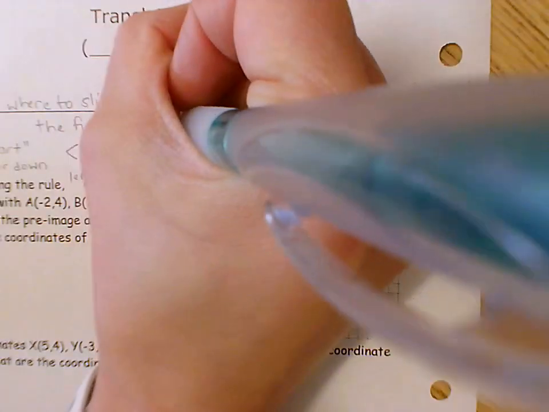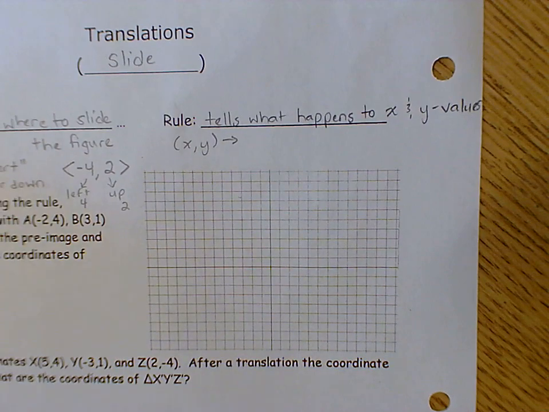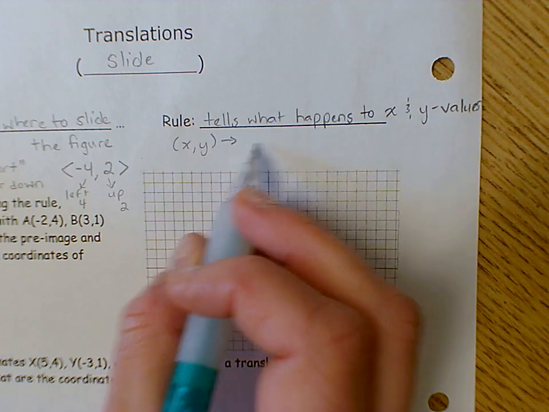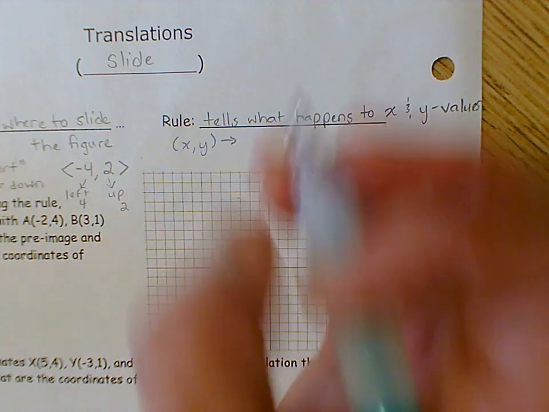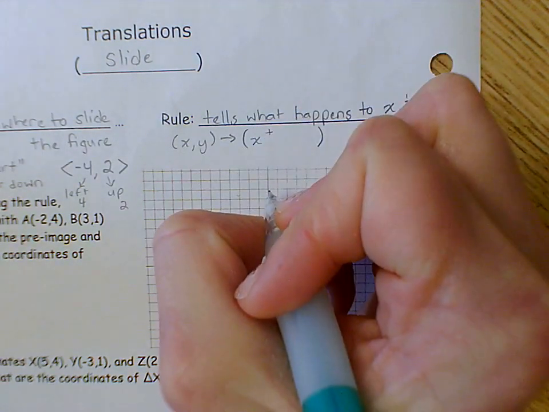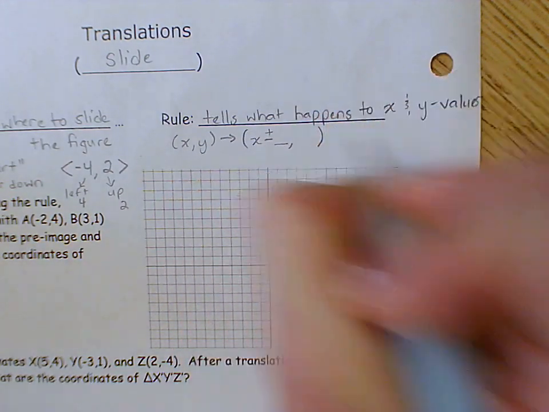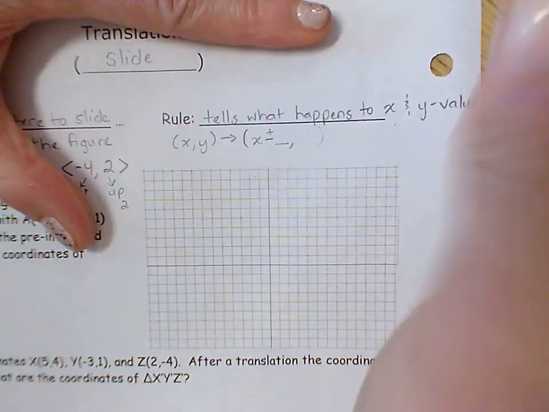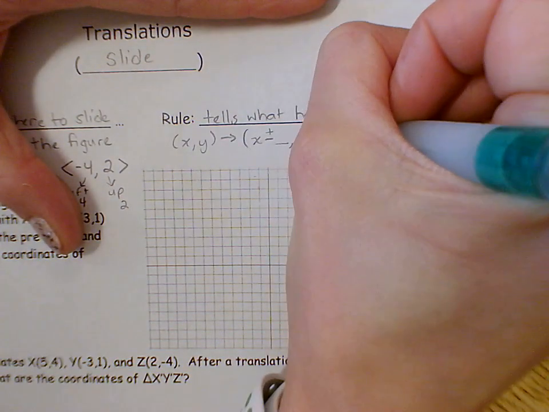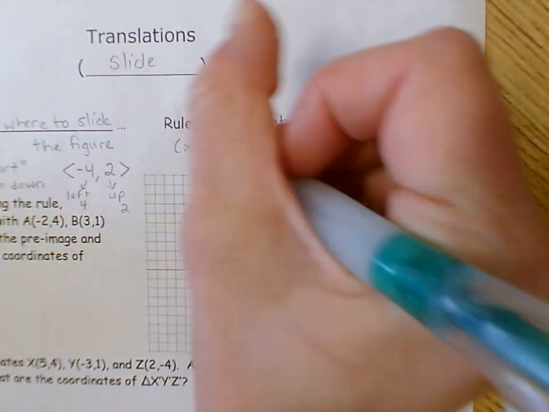Okay, so when you look at the rule, like I said yesterday, it's going to have an x, y, and an arrow to begin with. The reason for this is it's saying, okay, you're going to take your x and y values and then you're going to do this with it. So with these, you're going to have x, and it's either going to be adding something to x or subtracting, so I'll put plus or minus, and then you're going to have some number. And then for the other part, it's going to have a y, and it's going to be adding or subtracting some number to y.